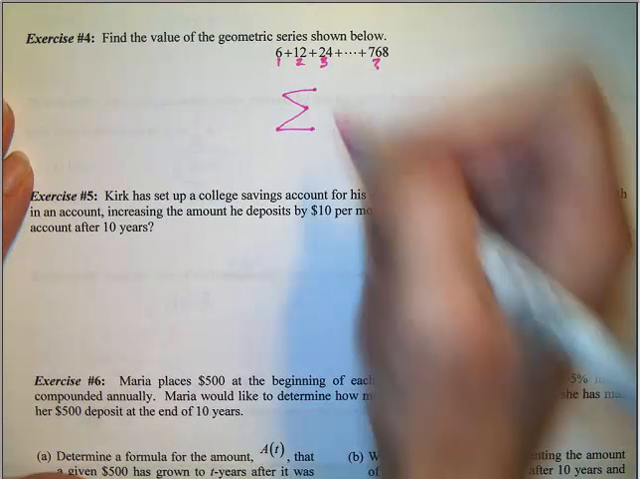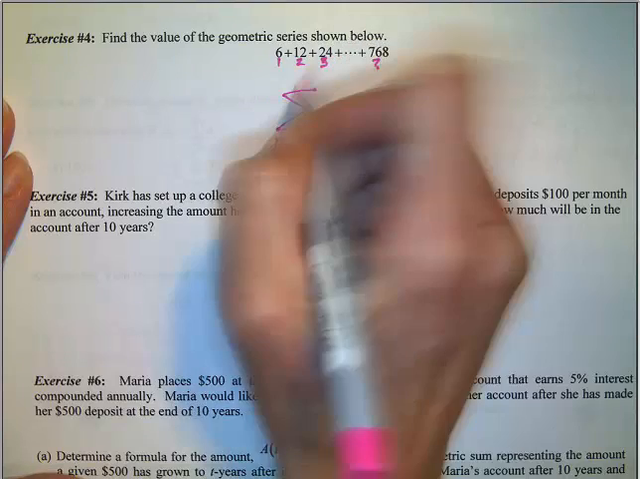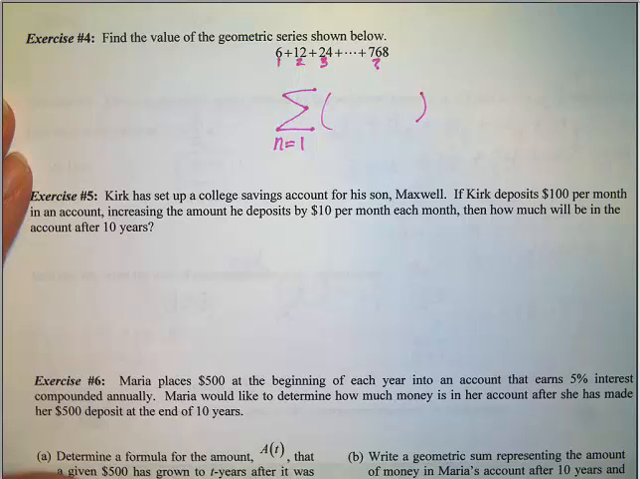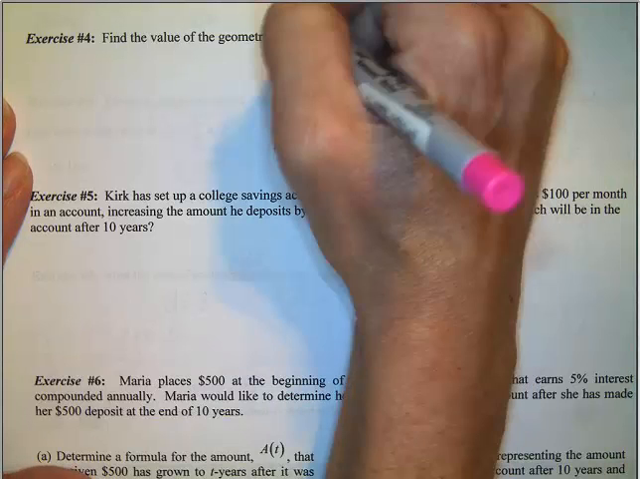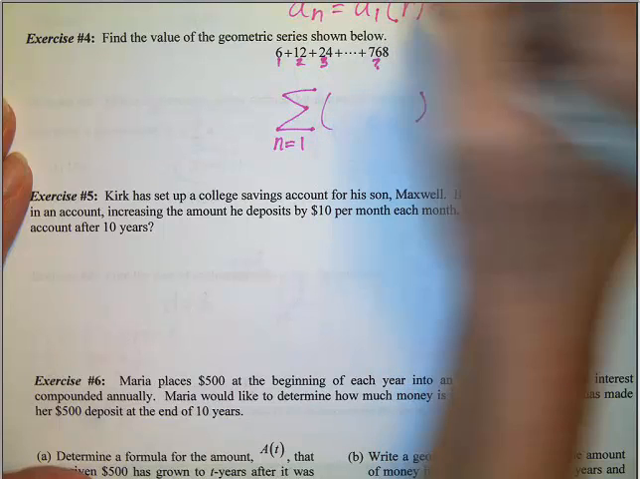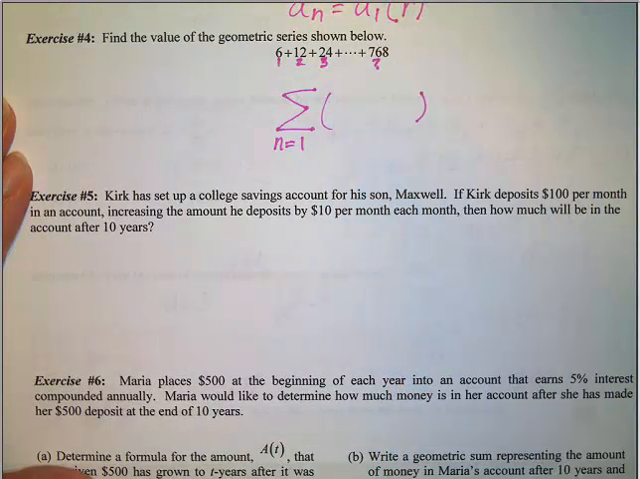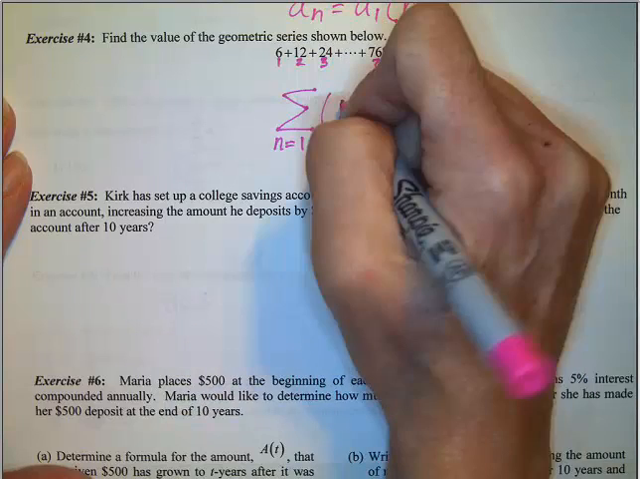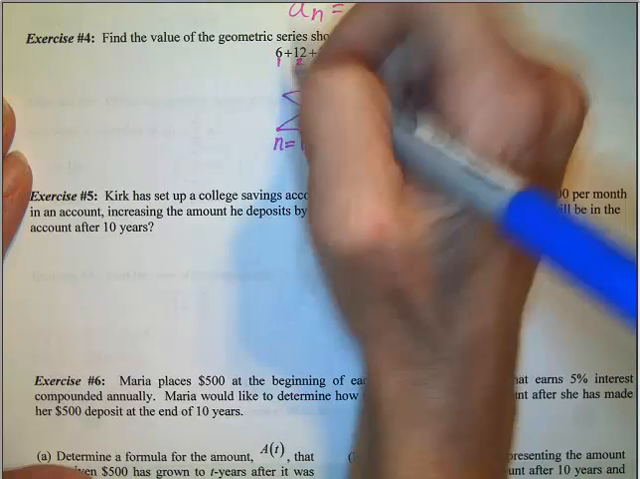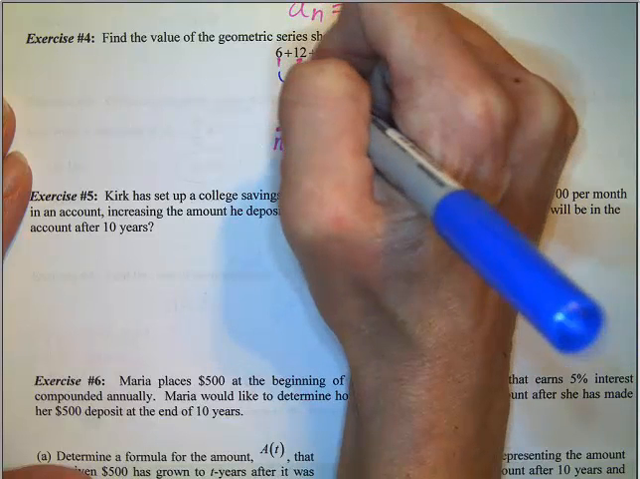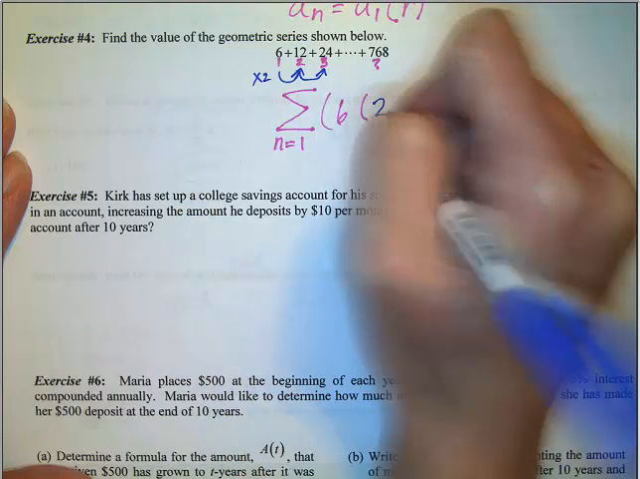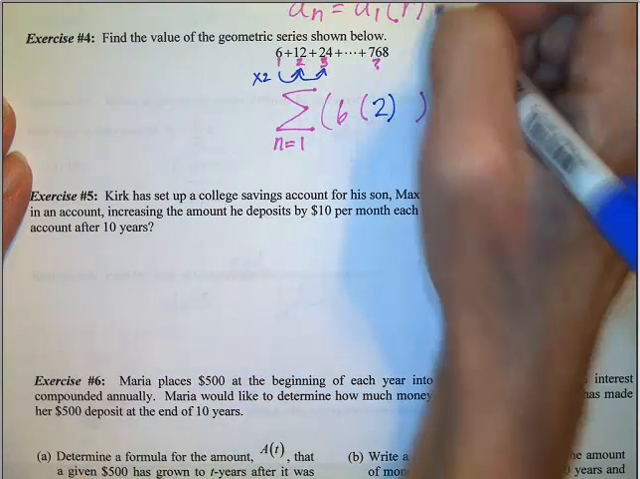So I want from n equals the first term to the I don't know what term. I'm going to write my formula here. So my explicit formula is a sub n equals a sub 1 times r raised to the n minus 1. So my first term is 6 times, what is my r? What am I multiplying these by? Hopefully you said 2. And it's raised to the n minus 1.